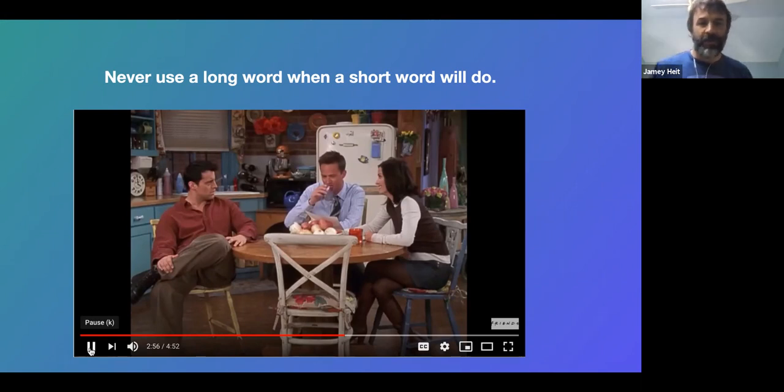You want to use language that is effective in terms of conveying what you are thinking. Don't worry about sounding smart by using big words. If a short word can get the point across, use the short word.